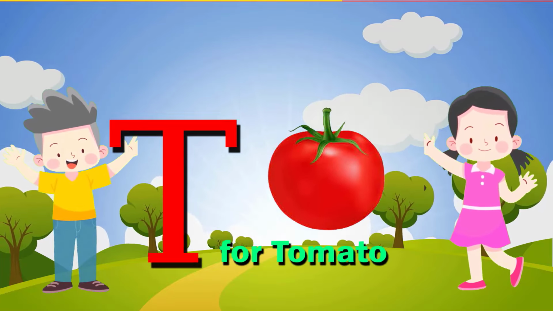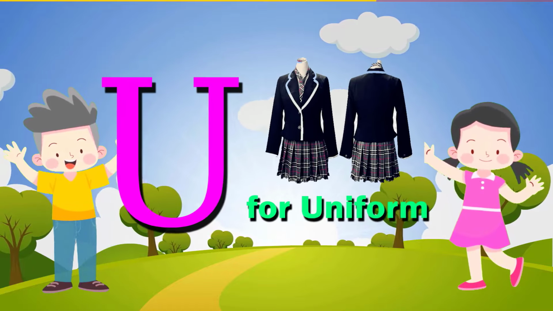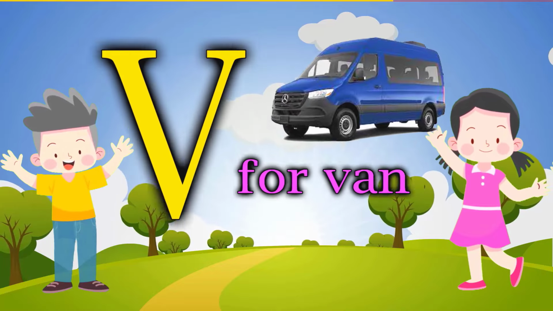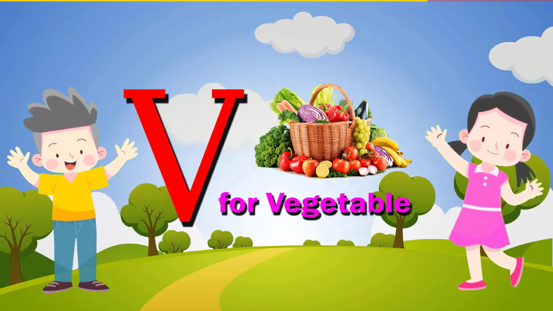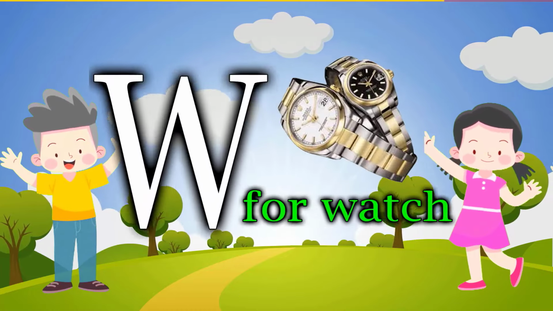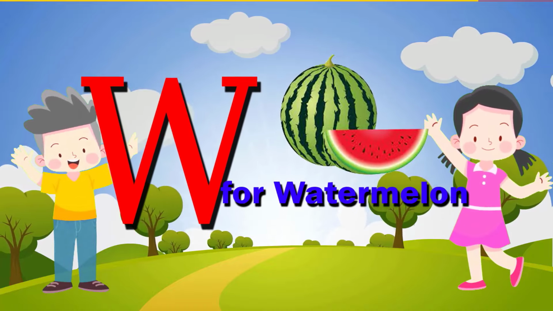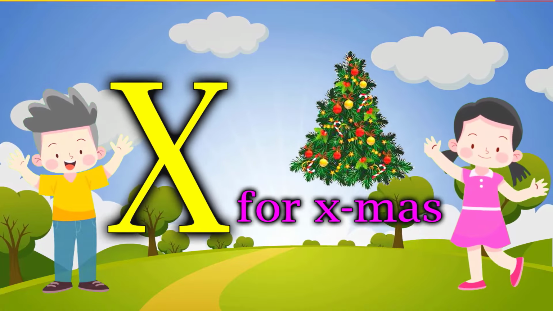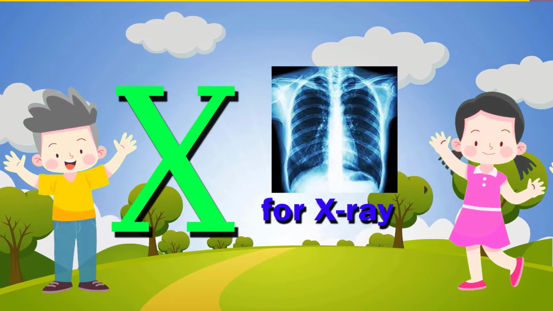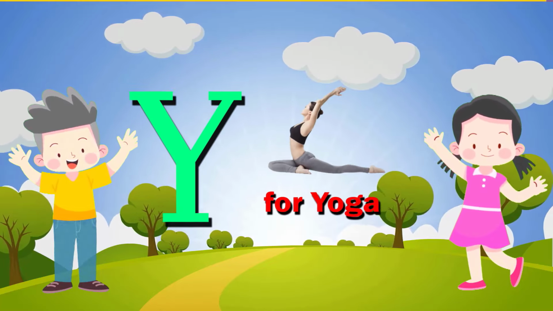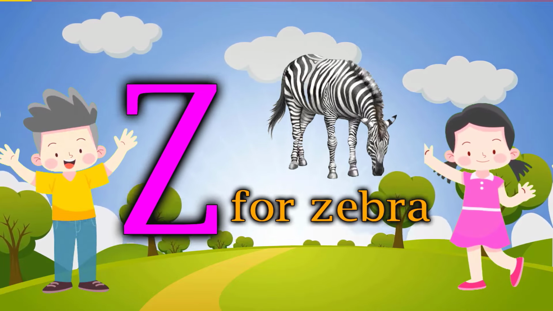U for umbrella, U for unicorn. V for van, V for vegetable. W for wash, W for watermelon. X for X-mesh, X for X-ray. Y for yeast, Y for yoga. Z for zebra, Z for zoo.